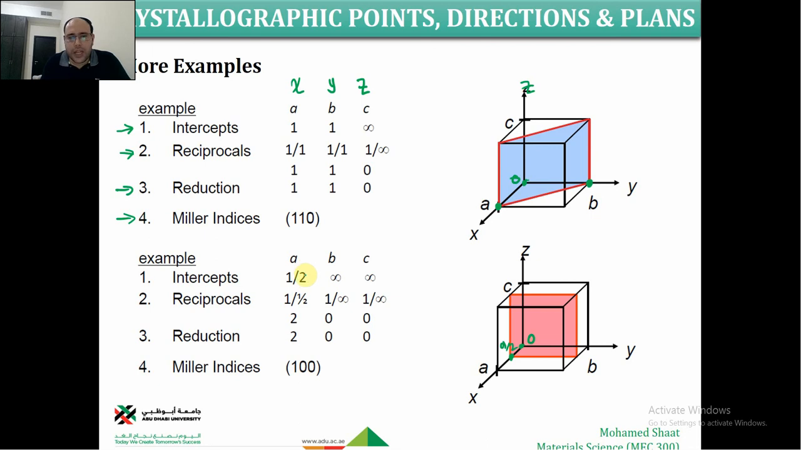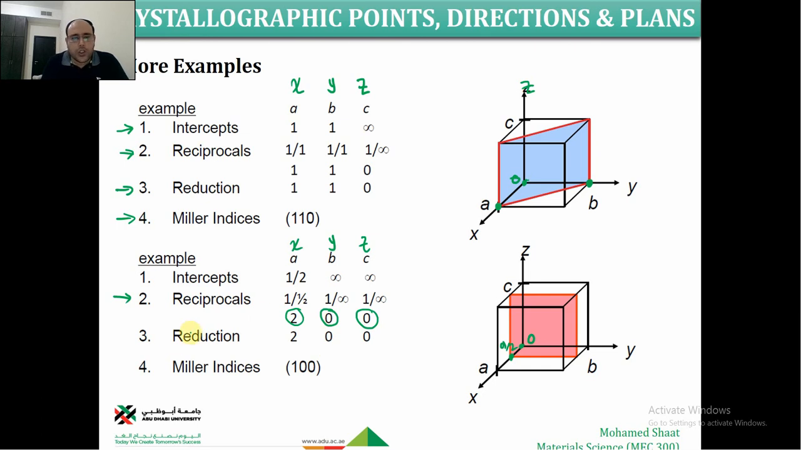So this means that the intercept with the x-axis, because there should be x, y, and z, is half of a, and the intercepts with the y-axis and z-axis are infinities according to step 2. We said that if the plane is parallel to any axis, the intercept is infinity. So we're going to have infinity and infinity. Then you just apply the reciprocal, which is 1 over half gives 2, and 1 over infinity gives 0, 1 over infinity gives 0.